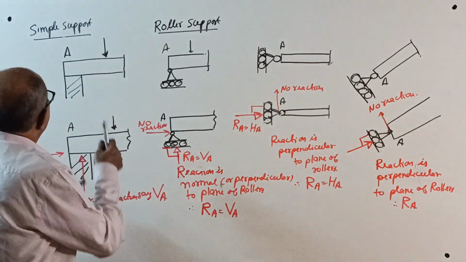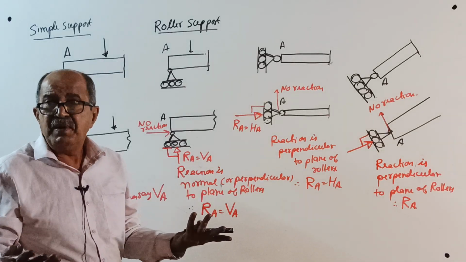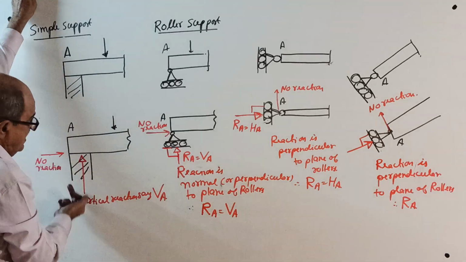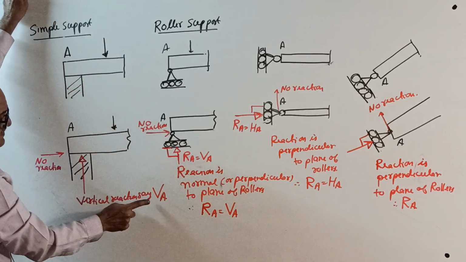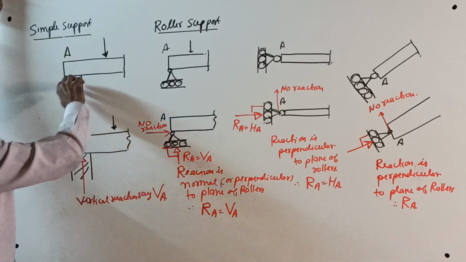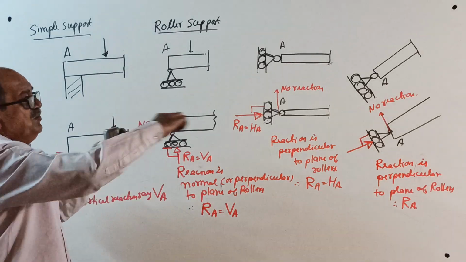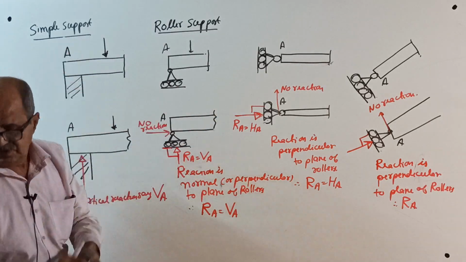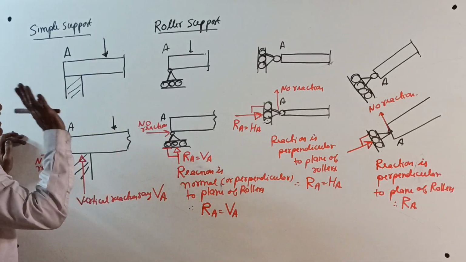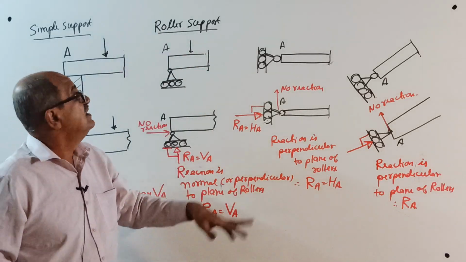Vertical displacement is prevented completely. Therefore, there will be a vertical reaction. If you call the support A, I will call it VA. But if you apply a load this way, it will move. Therefore, there is no reaction horizontally here. I will give a summary in the next class.